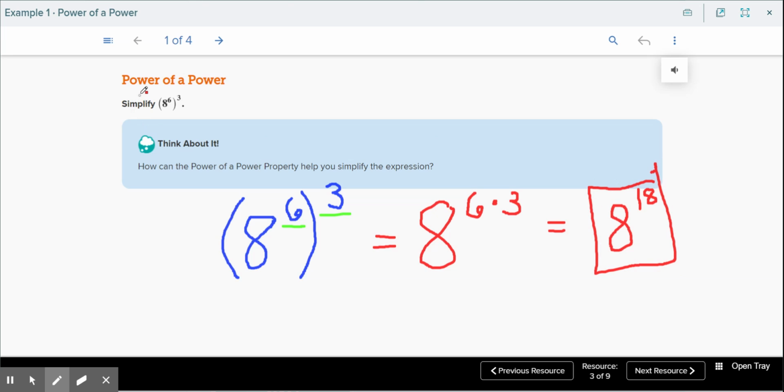Again, as I mentioned before, these are asking us to simplify, not to solve. So we're not going to solve this out and get a number answer here. Instead, we're going to leave this in simplest exponent terms, and we're going to leave our answer as 8 to the 18th. Okay, so for each of these problems, we will be simplifying and leaving it in terms of an exponent.